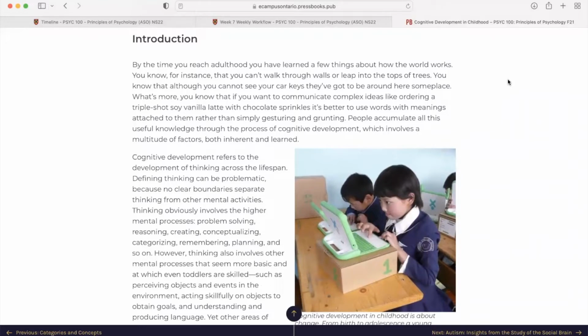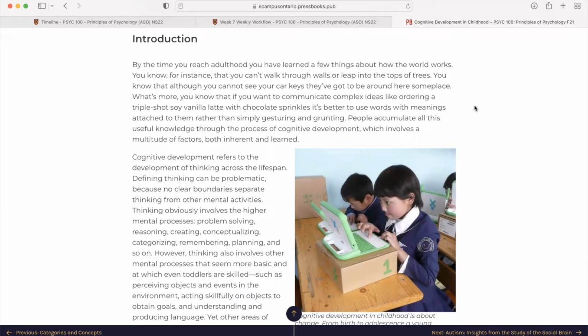Introduction. By the time you reach adulthood, you have learned a few things about how the world works. You know, for instance, that you can't walk through walls or leap into the tops of trees. You know that although you cannot see your car keys, they've got to be around here someplace. What's more, you know that if you want to communicate complex ideas, like ordering a triple shot soy vanilla latte with chocolate sprinkles, it's better to use words with meanings attached to them rather than simply gesturing and grunting.